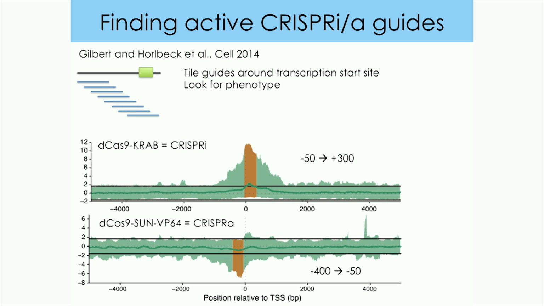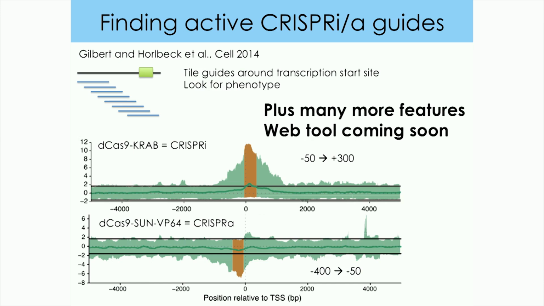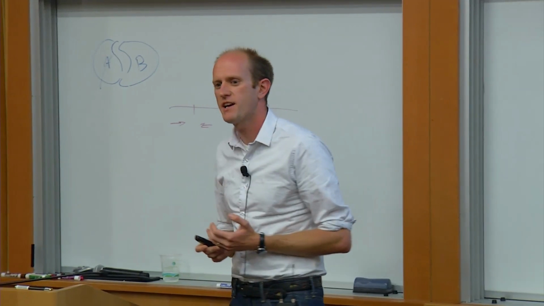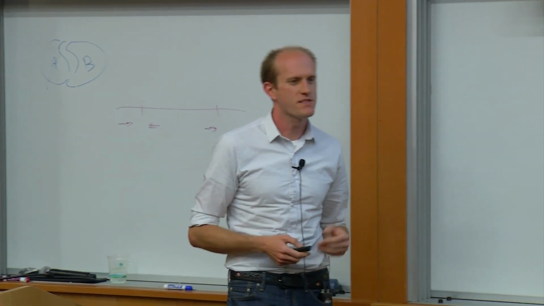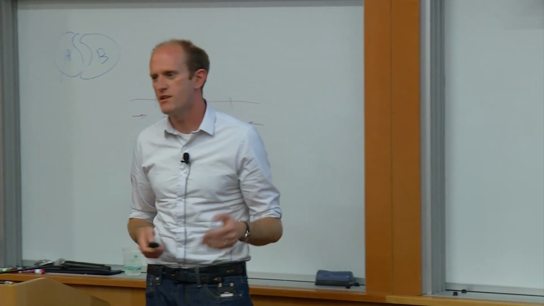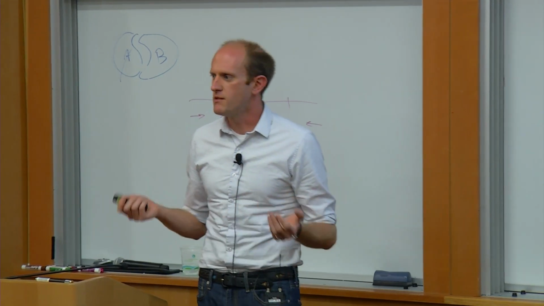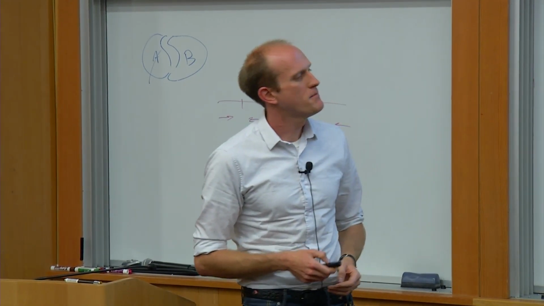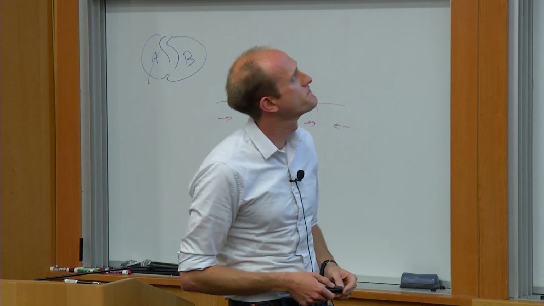So I'm not really going to get into details of what exactly the rules are, because it turns out the rules are a little bit complex. They have to do with homopolymeric sequences and chromatin organization and that sort of stuff. But be on the lookout for this soon, and there will be a web tool incorporating this.